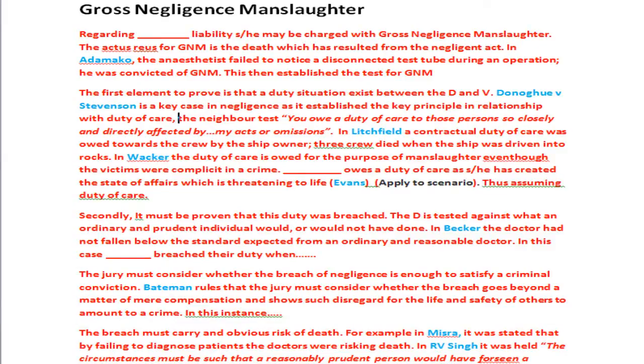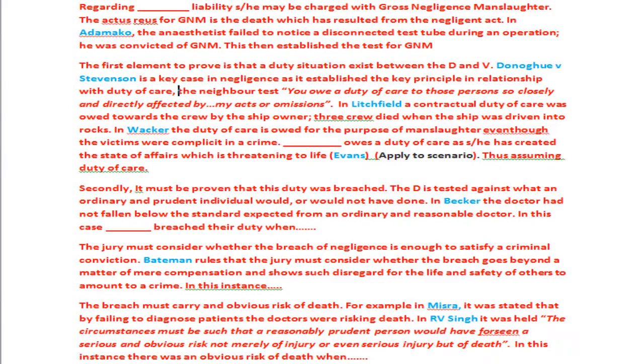Secondly, it must be proven that this duty was breached. The defendant is tested against what an ordinary and prudent individual would or would not have done. In Bateman, the doctor had not fallen below the standard expected from an ordinary and reasonable doctor, so that's plain and simple. In this case, they breached their duty as well. Let me just explain that.